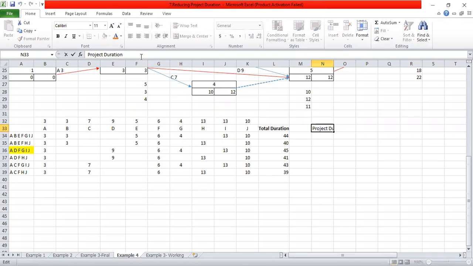Project duration is 45 weeks, right? So you have to remember these are given in weeks. At the examination, I may give you days, weeks, or times as well, right? So you have to use the correct name for the timing. If the question is given in days, you have to write down days. If the question is given in weeks, you have to write down weeks.